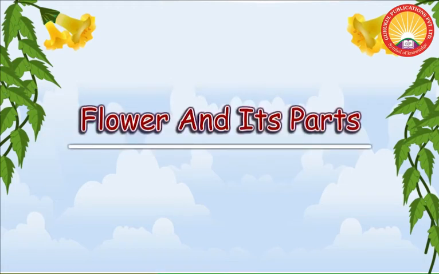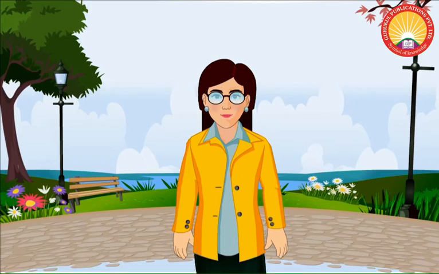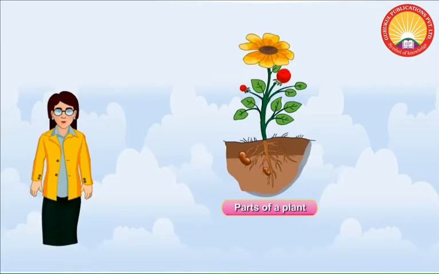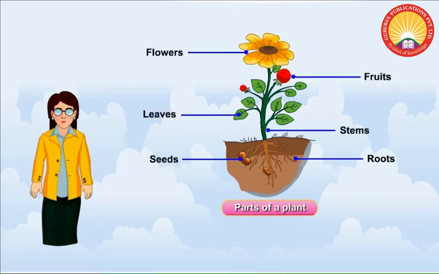Flowers and its parts. A plant has different parts. These parts are roots, stems, leaves, flowers, seeds, and fruits. Flower is the most beautiful part of a plant. But all kinds of plants do not bear flowers.